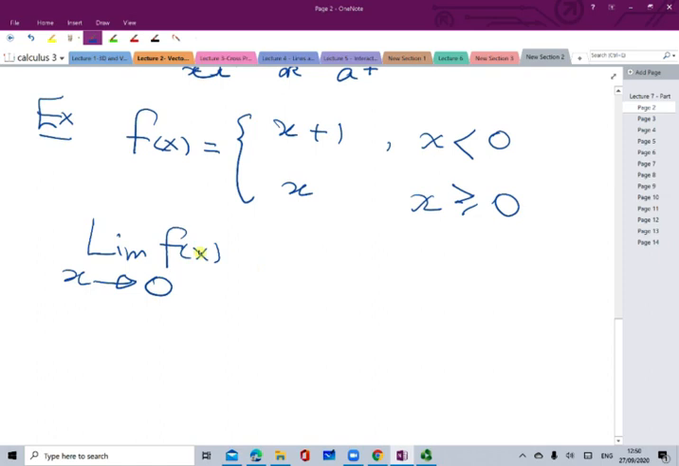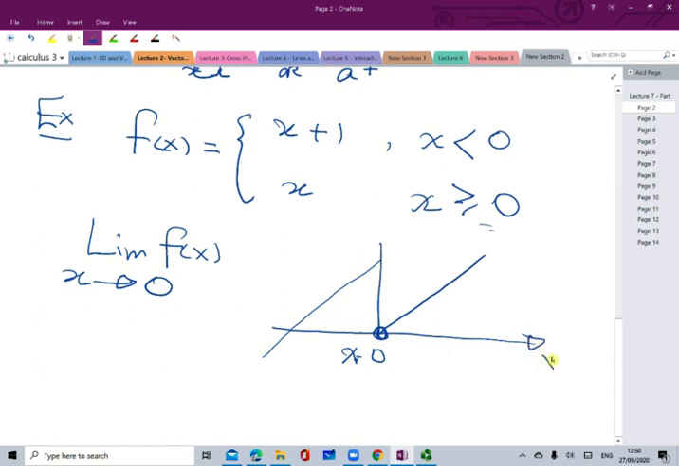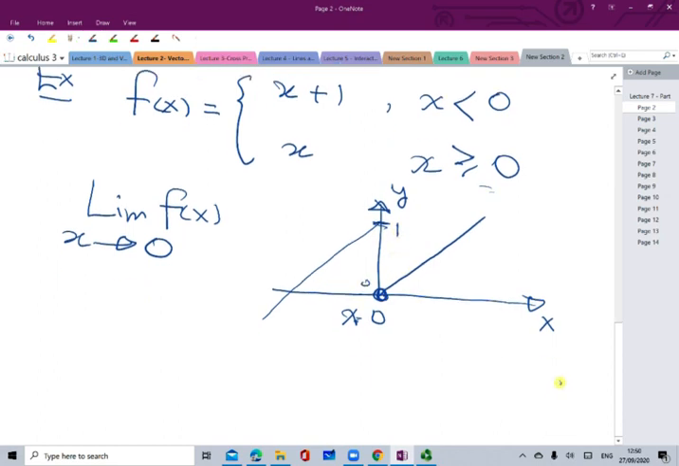Now I need to check all directions. If I did a sketch, it's obvious that the limit does not exist. For values of x less than 0 I have this straight line. For values of x greater than 0 I have this line. So at x equal to 0, I won't have a limit. Here it's obvious it will go to 1, and here it will go to 0. How do we mathematically write this?